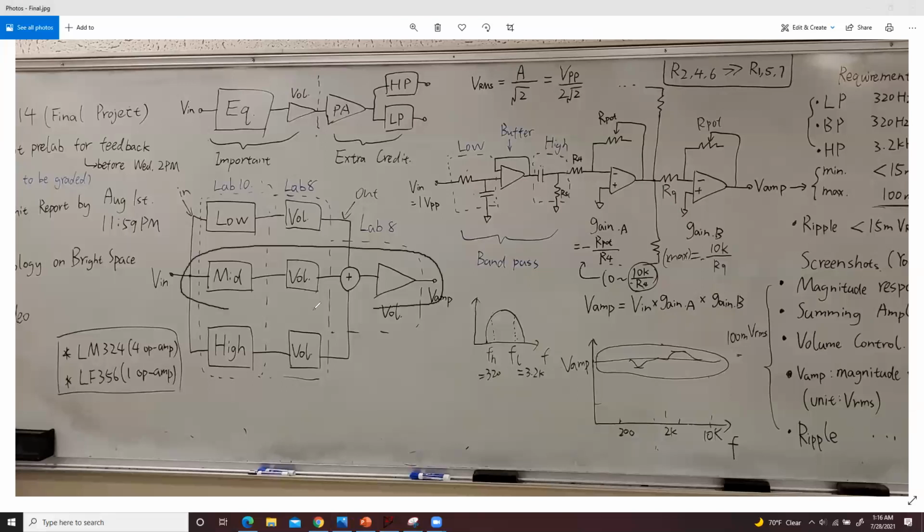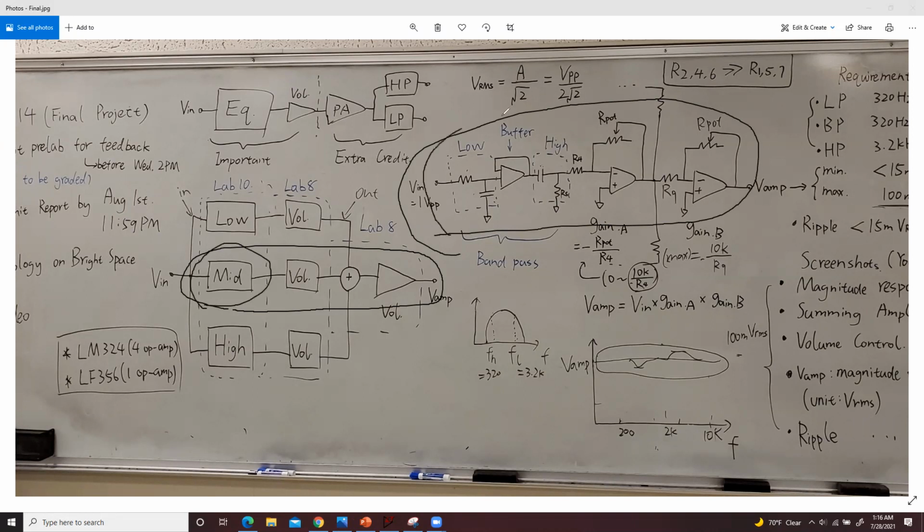Okay, so this part is the circuit in here. This part is the band pass filter, and this volume control is using the inverting amplifier, and this summing amplifier is this summing amplifier here. So that's how the schematic in here corresponds to each different part.